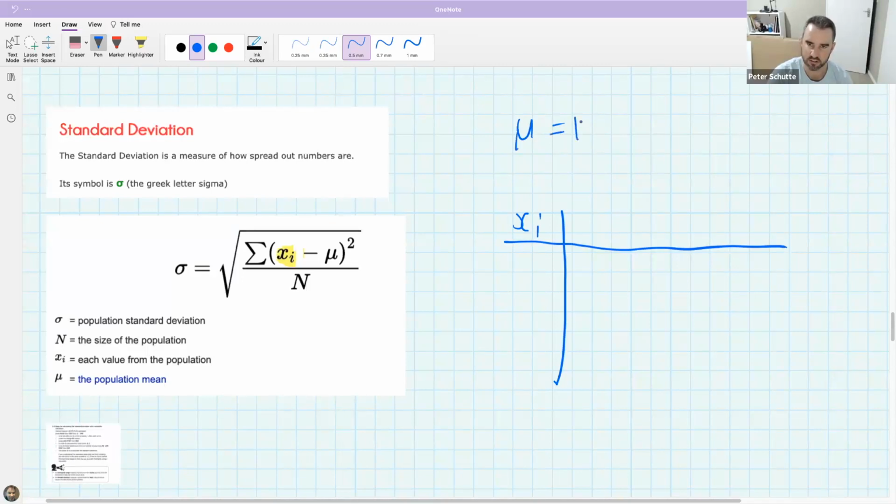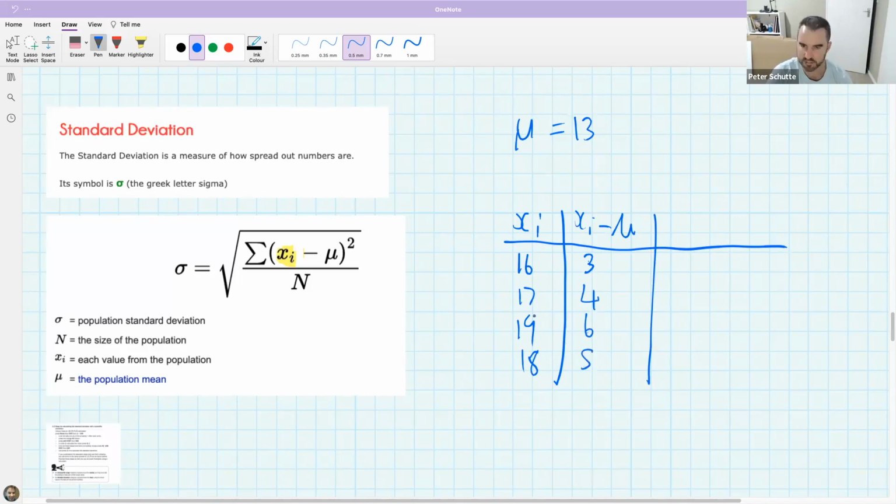Let me give you an example. Let's say that this is 13, and some of my data points are 16, 17, 19, 18. If I wanted to know the difference, I would just go 16 minus 13, so that would be 3. 17 minus 13 would be 4. 19 minus 13 would be 6. 18 minus 13 would be 5. Now, that isn't the standard deviation. That's not what your calculator does yet. Your calculator does more.